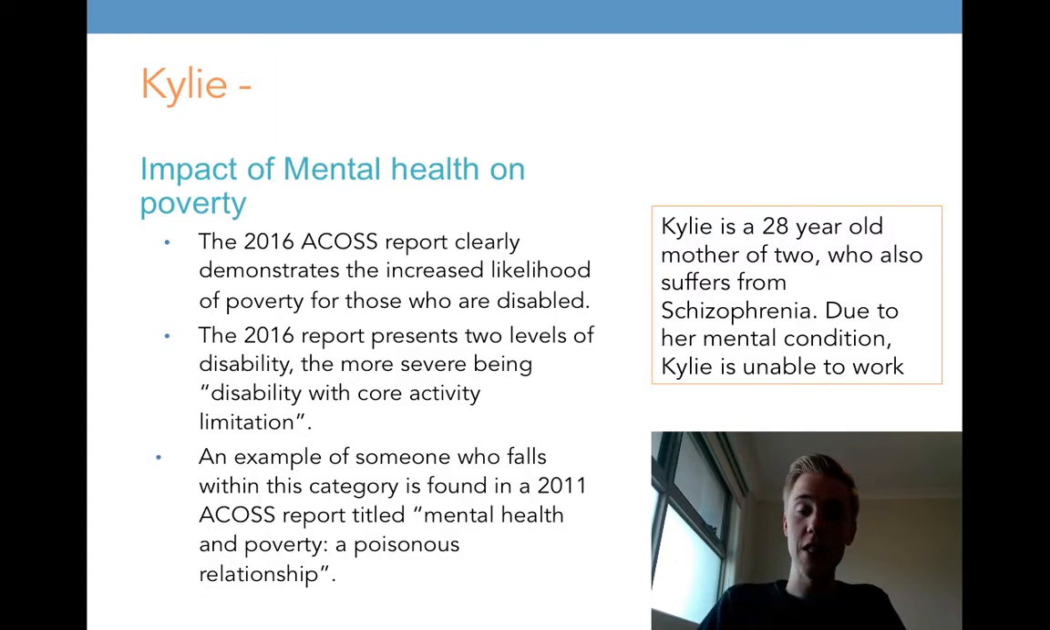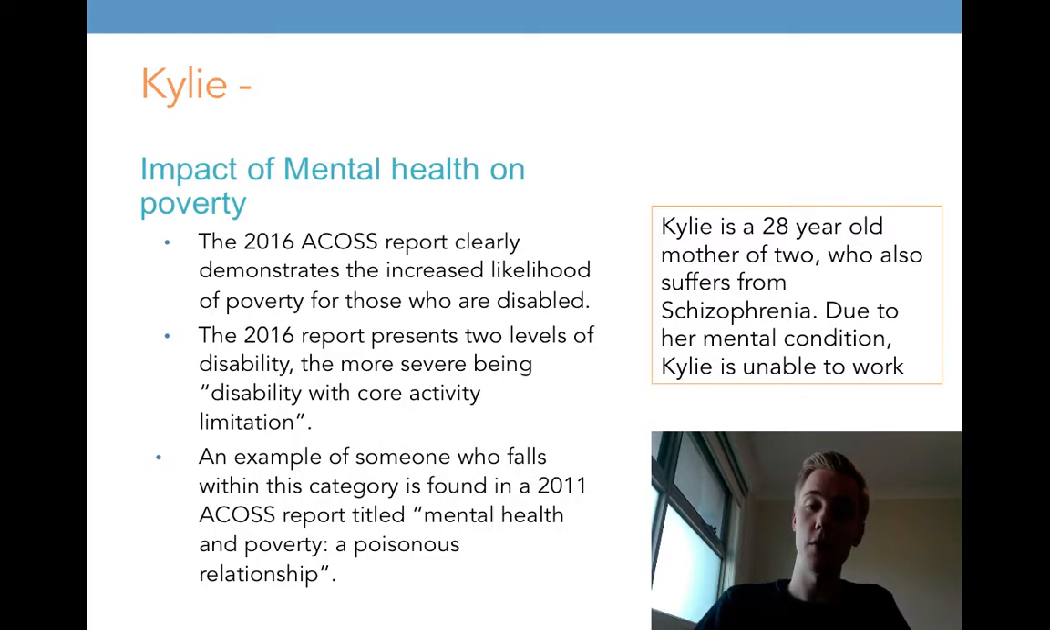Just as Coralie's case clearly demonstrates the effect of poverty on a person's mental state, the 2016 ACOSS report clearly demonstrates the increased likelihood of poverty for those who are disabled. The 2016 report presents 2 levels of disability, the more severe being disability with core activity limitation. This term is defined as a person who has a disability or long-term health condition and also has a profound, severe, or moderate limitation with core activities, which are defined as communication, mobility, or self-care. In other words, someone who is in a physical or mental state that renders them unable to function optimally within the areas of communication, mobility, and self-care.